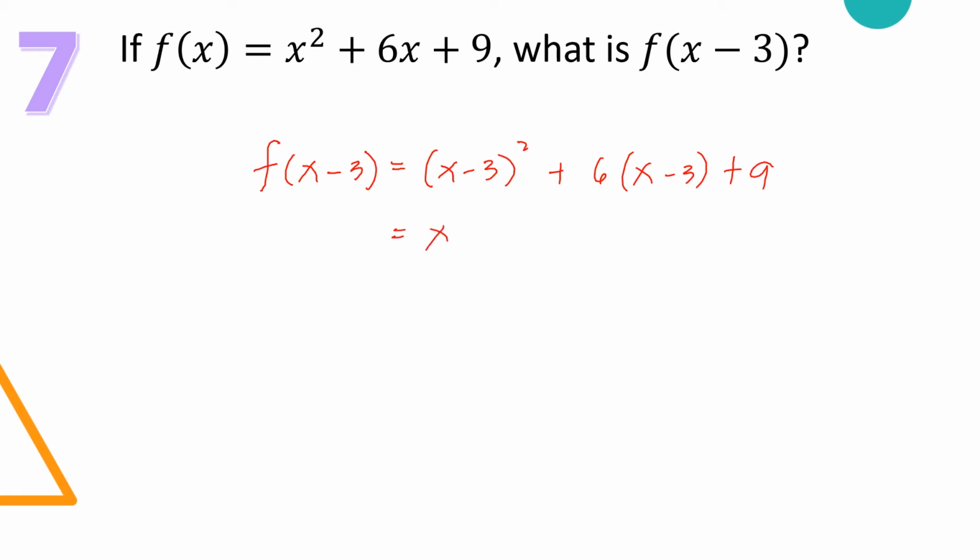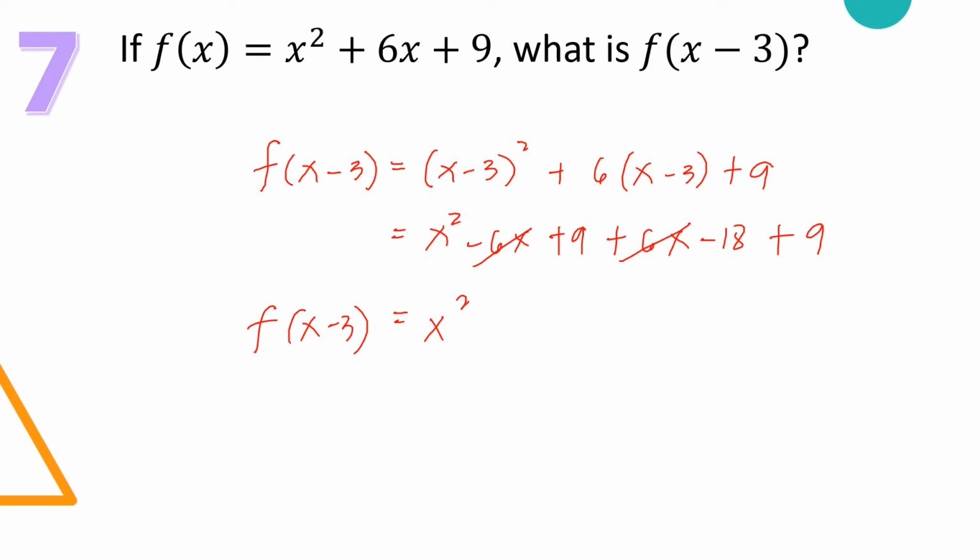Square of binomials, we have x squared minus 6x plus 9. Distributive property, we have 6x minus 18 plus 9. We have x squared, negative 6x plus 6x is 0. 9 minus 18 is negative 9, plus 9, that is 0. Hence, f of x minus 3 is equal to x squared.